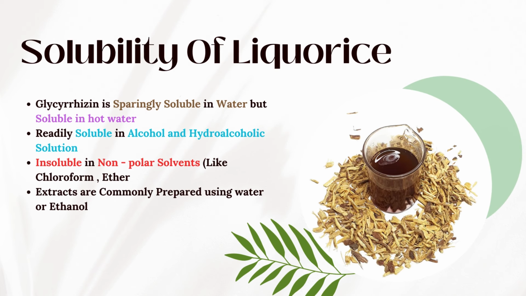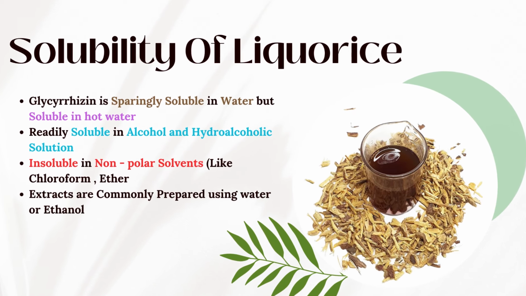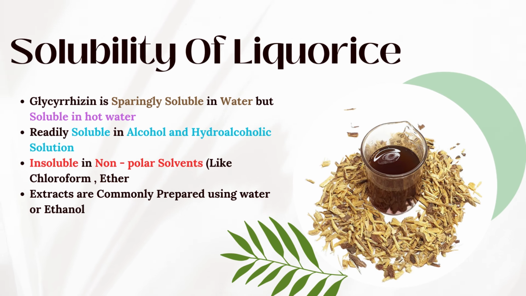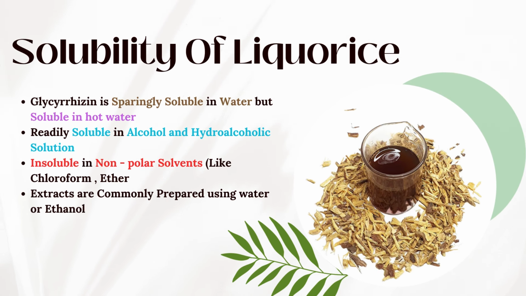This slide explains the solubility of glycyrrhizin. It is sparingly soluble in cold water but becomes more soluble in hot water. It is readily soluble in alcohol and hydroalcoholic solvent, which is why extracts are commonly prepared using water or ethanol to get the maximum benefit from the plant. However, it is insoluble in non-polar solvents like chloroform and ether.